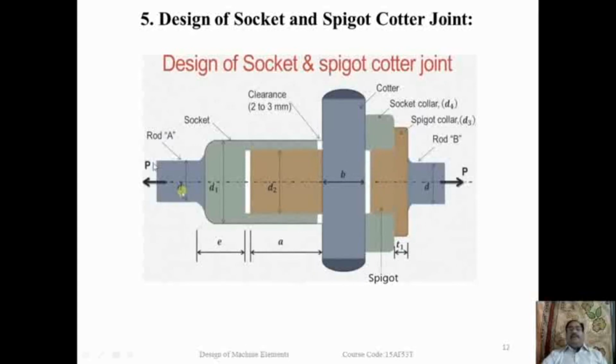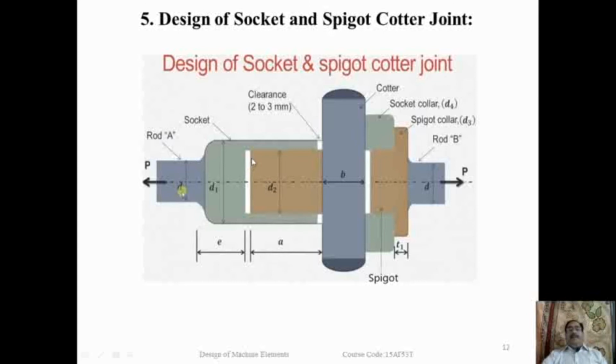So here the rod A is here and the rod B is here. At one end the rod A is there and at the other end the rod B is here, which have equal or the same diameter. This is the diameter of the bar or rod. So first we have to design the diameter of the rod by taking the load applied on the rods.